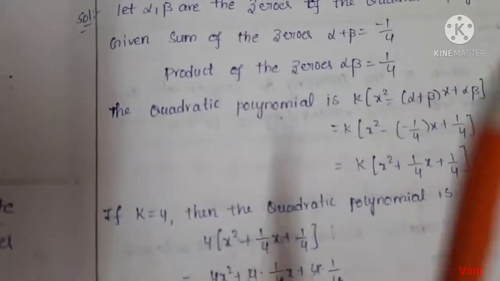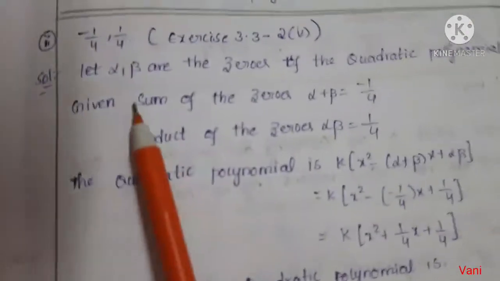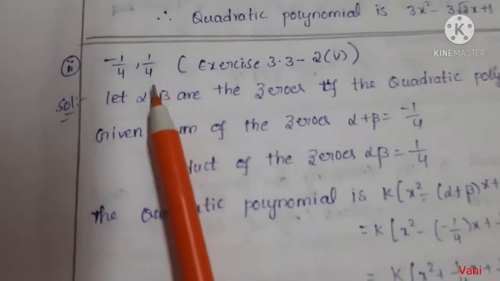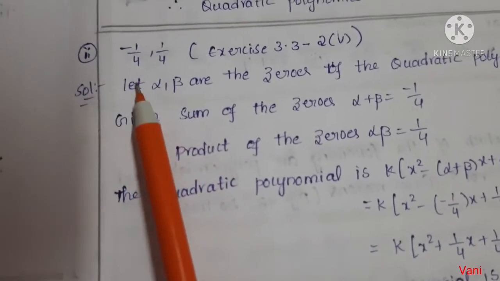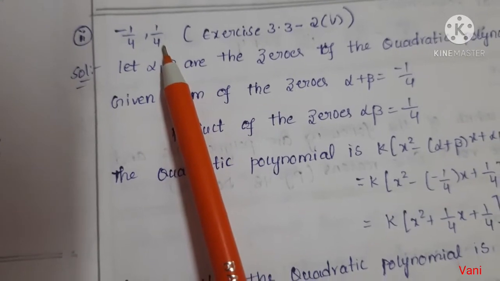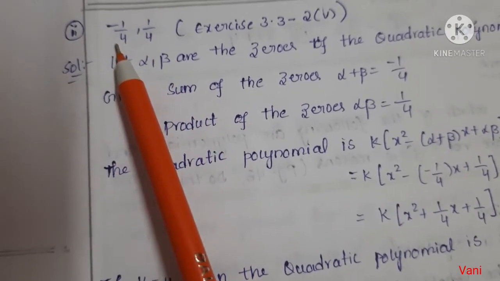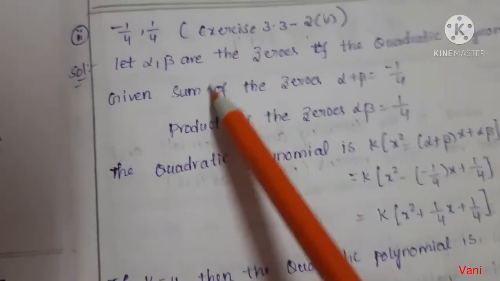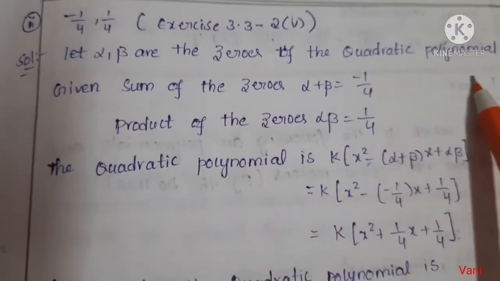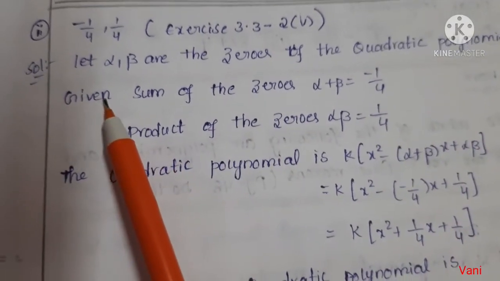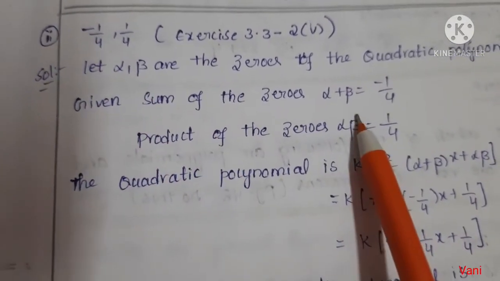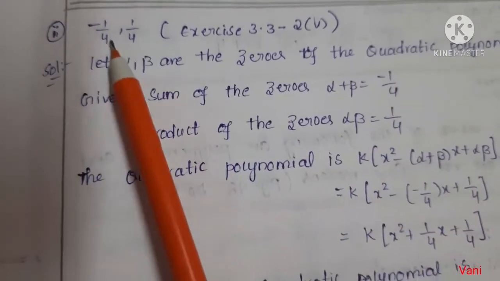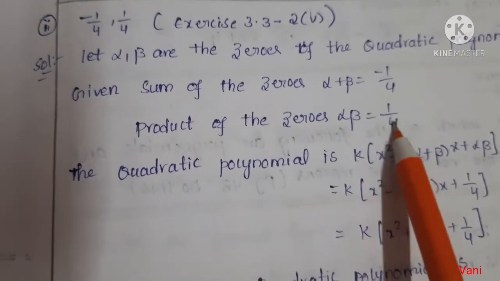So in the same model we can see the next problem. In the next problem, minus 1 by 4 comma 1 by 4 are given. As in the question, they gave the sum of zeros as the first value and the product of zeros as the second value. So sum of zeros is minus 1 by 4, product of zeros is 1 by 4. Now first, let alpha comma beta be the zeros of the quadratic polynomial. Sum of zeros, alpha plus beta, is equal to minus 1 by 4. Next, product of zeros, alpha beta, is equal to 1 by 4.